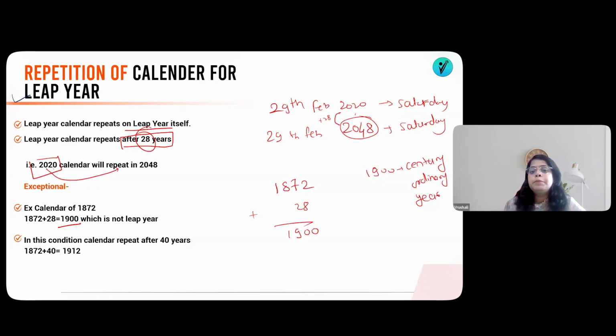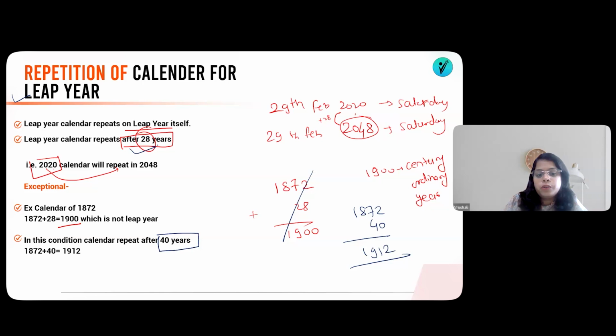And we know that leap year repeats after every 28 years, and a leap year repeats on a leap year itself. So it is not possible that a leap year will repeat on an ordinary year. So in this condition only, the calendar will repeat after 40 years. So this will repeat after 40 years, that means in 1912. But mostly for the exam, you have to remember that leap year repeats after 28 years.